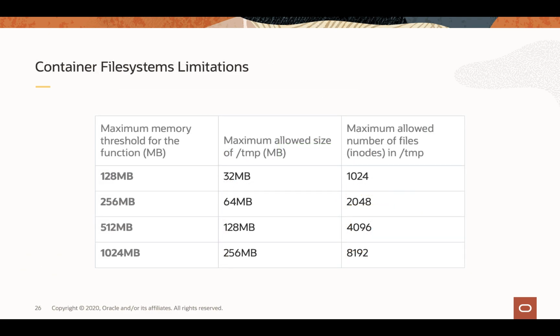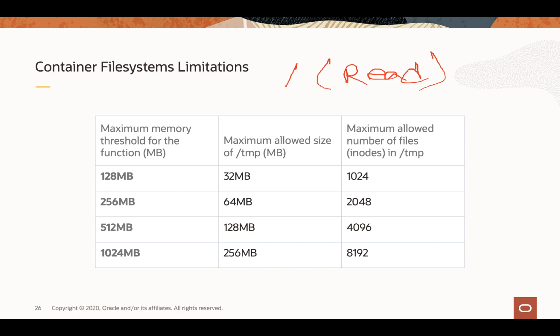Now, the second thing that you need to take care of is your file system. A function you have deployed to OCI can access the file system of the container in which it is running as follows. Let's look at that. The function can read files from all directories. Okay, from all directories means from slash. So I can read any files anywhere in slash.